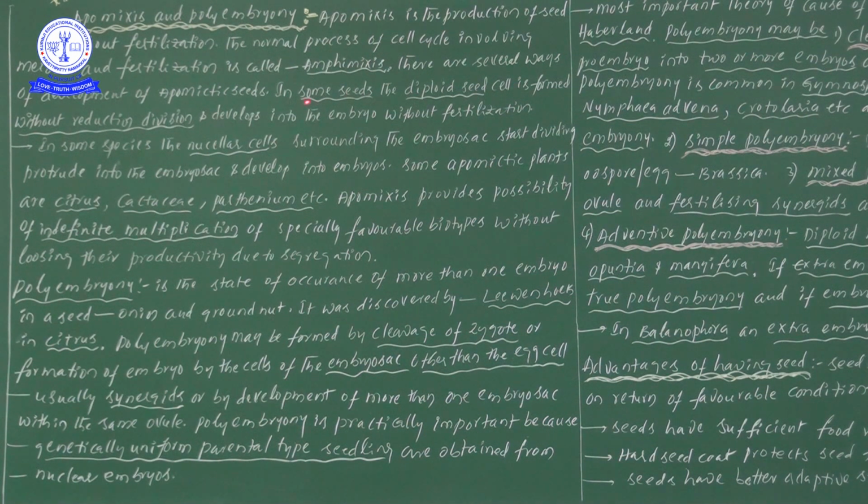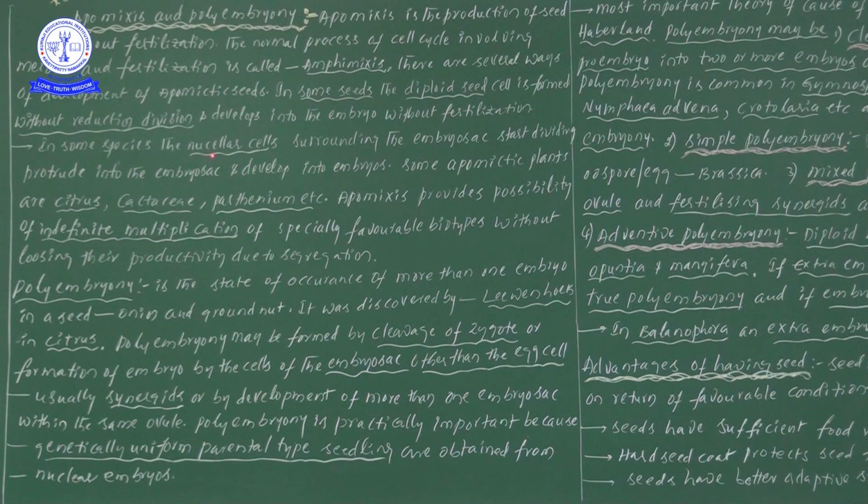So let us discuss them one by one. In some seeds, for example, the diploid cell is formed without reductional division and develops into an embryo without fertilization. Here there is no chance of fertilization and no chance of reductional division.